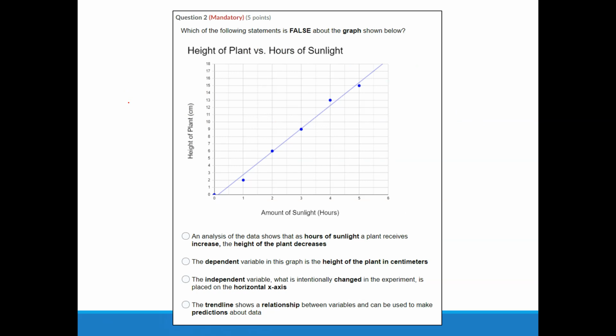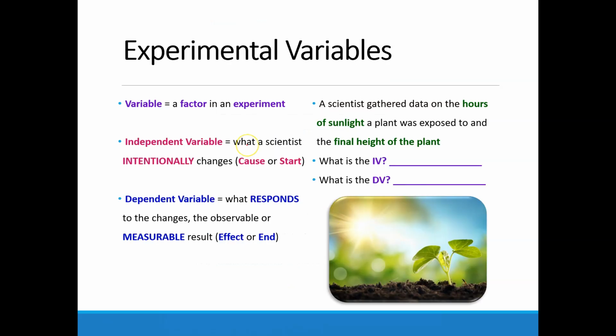The next question is talking about graphing. We can see here a couple things in our graph. We know that this graph is about the amount of sunlight that a plant is getting in hours and the height of the plant that it ends up becoming. We have a couple statements here, and we'll take a look at those in a few moments. But first, let's talk about graphs.